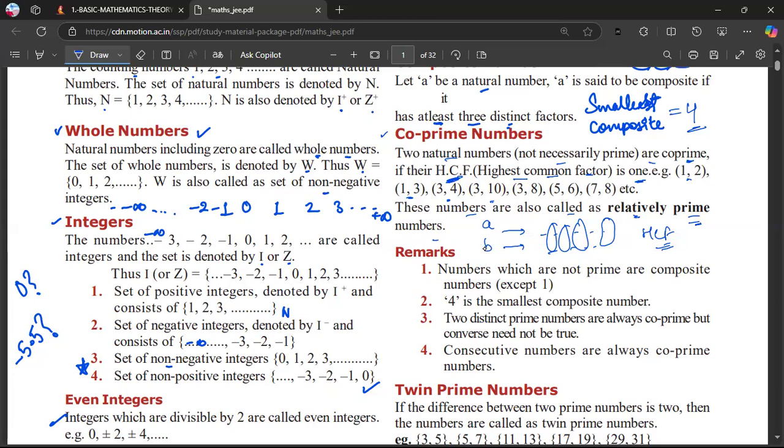No, sir. Okay. There are some remarks. Numbers which are not prime are composite numbers, except 1. Which is the smallest composite number? It was not visible. Was it visible when I was asking the question?